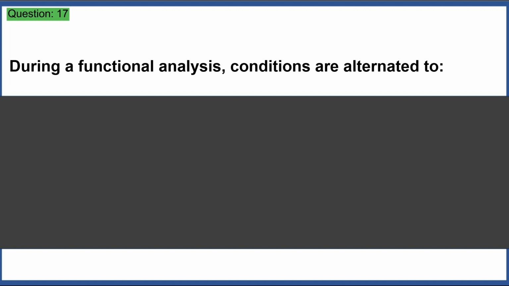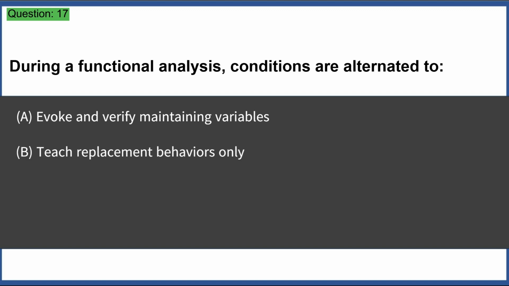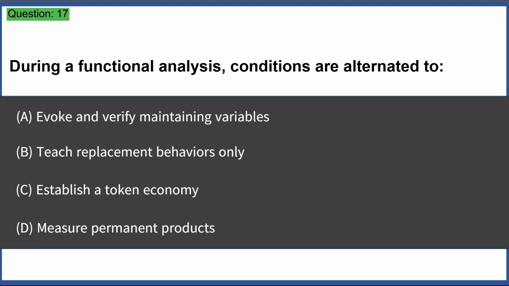During a functional analysis, conditions are alternated to A. Evoke and verify maintaining variables. B. Teach replacement behaviors only. C. Establish a token economy. D. Measure permanent products. Answer A. Systematic test of functions.